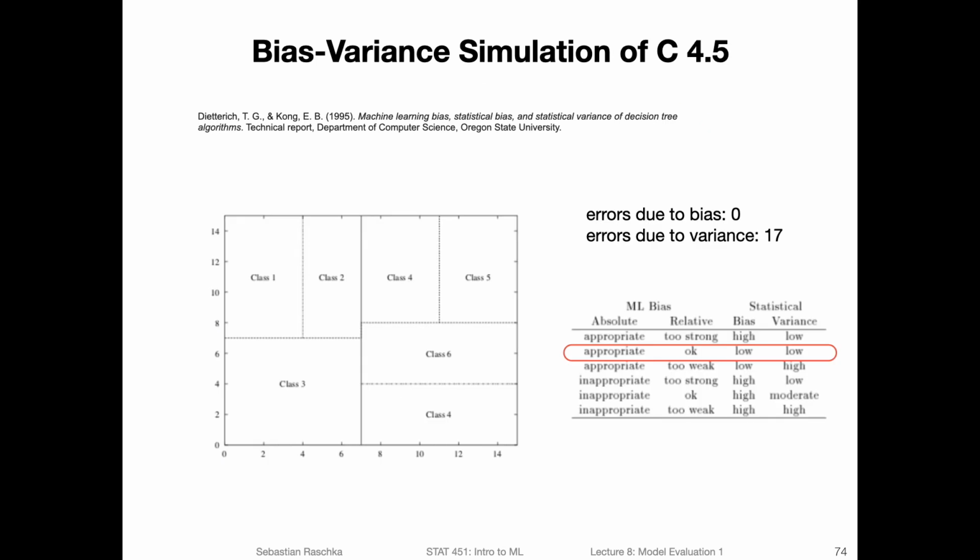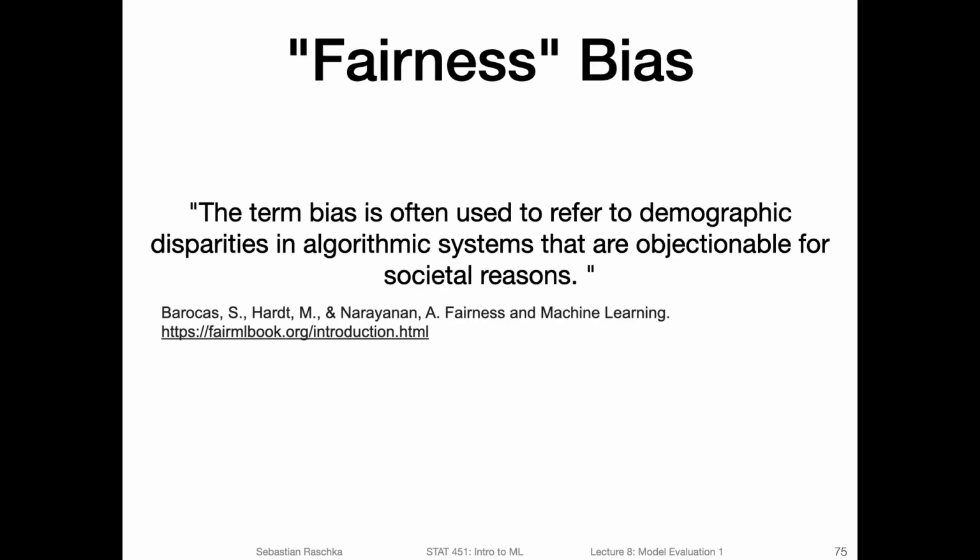Lastly, another case where we would have an appropriate absolute bias, an okay relative bias, which will result in a low statistical bias and a low variance. So this would be a decision tree classifier that can classify a dataset perfectly by just drawing these boundaries perpendicular to these axes. If such a classifier can classify this dataset perfectly, then this would be a good case with low bias and low variance. Okay, so that was just briefly about the inductive bias.